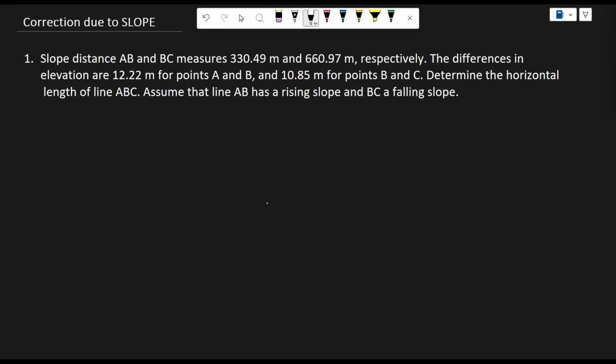Good day, everyone. We have another taping correction problem here. This is correction due to slope. In this problem, we are going to apply the Pythagorean theorem. Let's read the problem first.